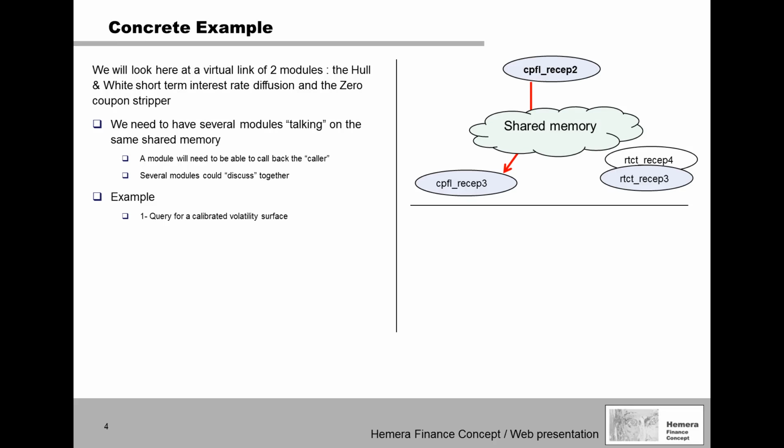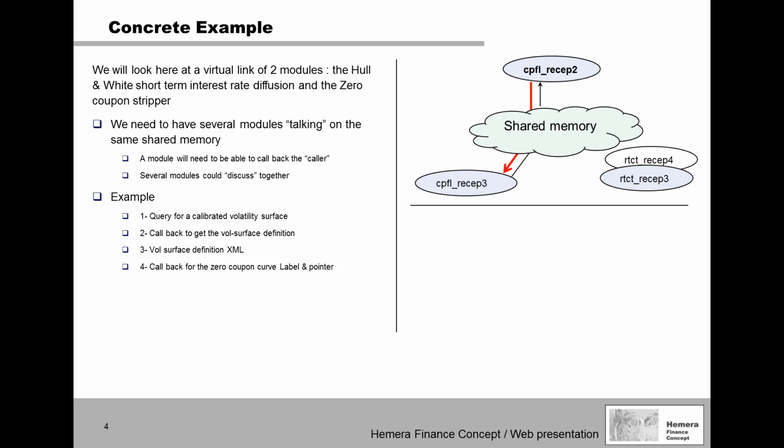So here, in our example, CPFL Recept 2, which is a central process, i.e. the Hemera process, needs a calibrated volatility surface. It will call the appropriate quantitative module depending on the processing scheme, here CPFL recept3, asking for the vol surface. That module will call back the caller, asking for the volatility surface definition on the market value of the caps and floors in the surface. The central module will send information back in XML format.